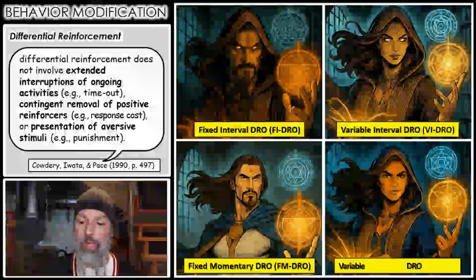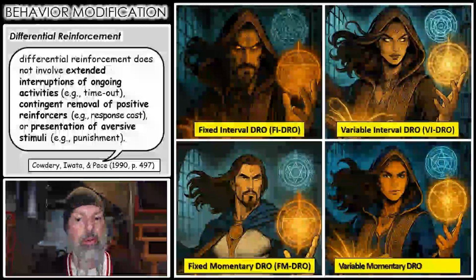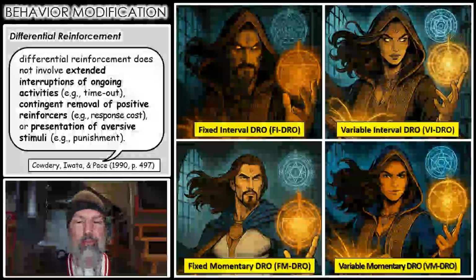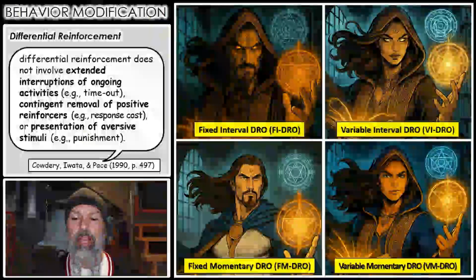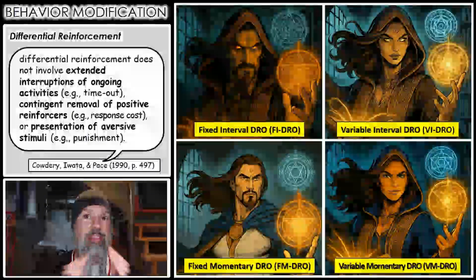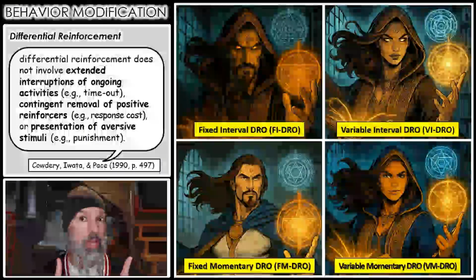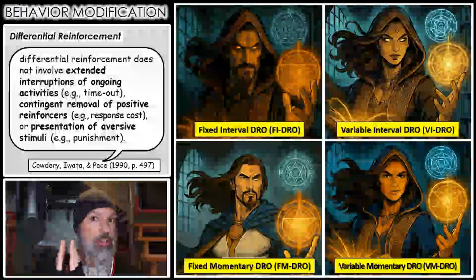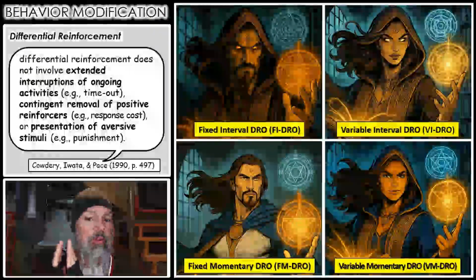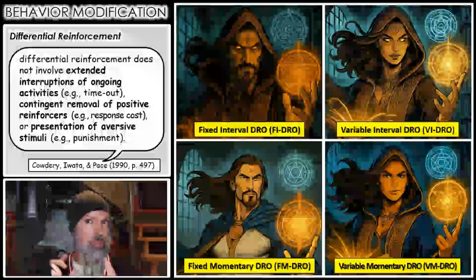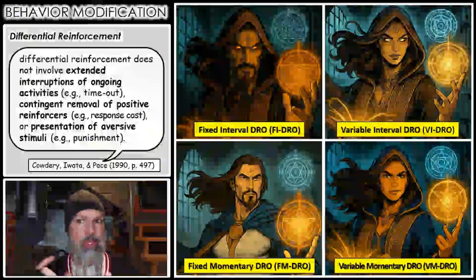It's much more effective if you're doing a variable momentary differential reinforcement of other behavior, or a VI-DRO. And in this case, the reinforcement is delivered if the behavior is absent at the end of that random time interval. So you don't know when the time interval is going to expire, but as long as you're not doing the problem behavior when the interval expires, you are going to get reinforced. So that one's much more difficult to circumvent and cheat.